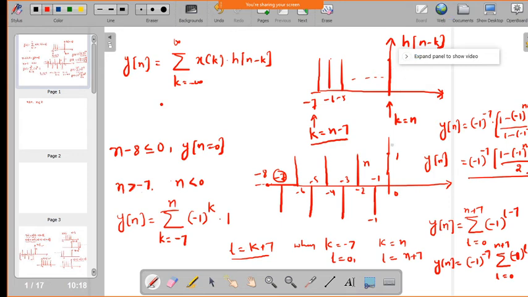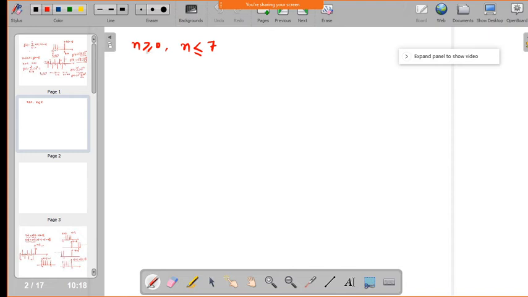So even if you take 0, this sample should be convolved with all the samples of h of n. So that's why when n is greater than or equal to 0, the index will be up to 7 value. So just shift it 7 values, so the seventh sample will become 0 here, and the zeroth sample will go to 7. So that's why we are taking n greater than or equal to 0 and less than or equal to 7.